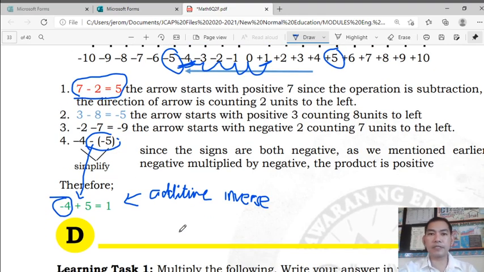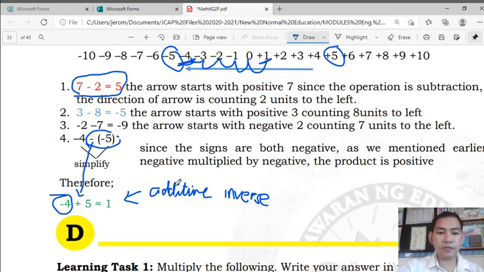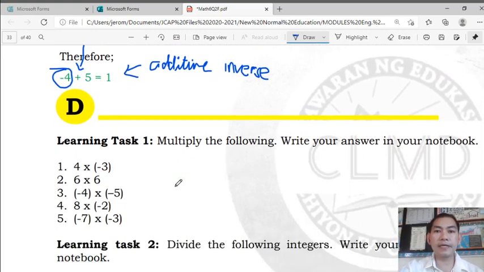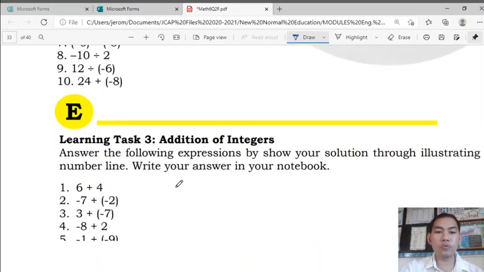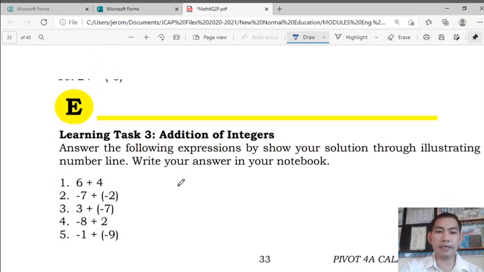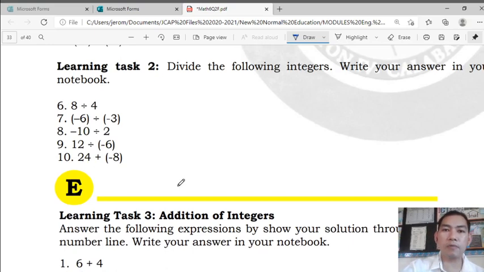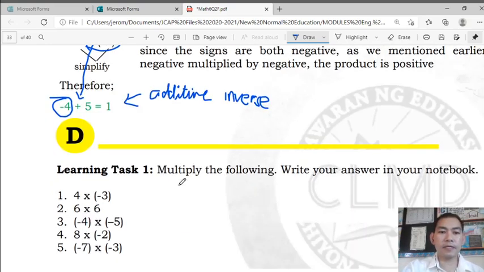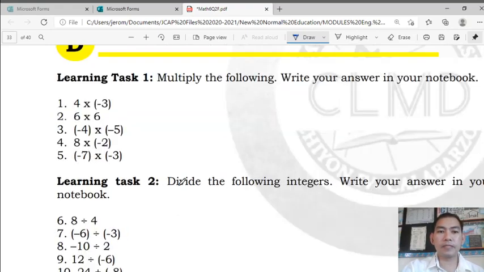Okay, so I hope you learned something from this video. So you may now answer learning task 1, 2, as well as learning task number 3. I believe you can answer this now using our number line. By the way, in our activity sheet, I have asked you to answer only two items each learning task. But if you wish to answer all the items in the learning task, you may do so also.